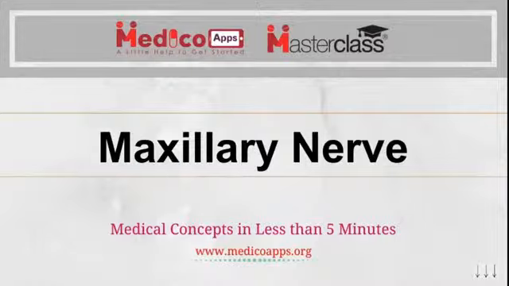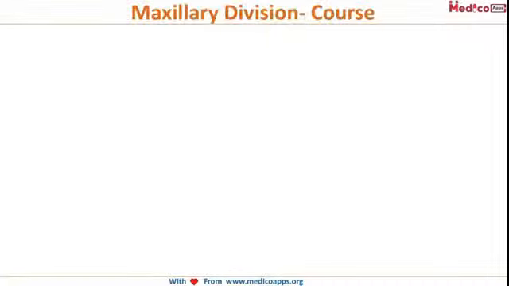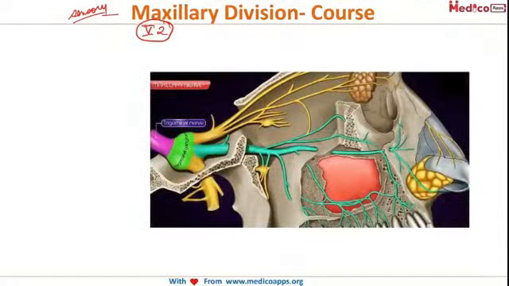It is the second division of the trigeminal nerve. So the maxillary division, as we all know, is a purely sensory nerve, and it is the second division of the trigeminal nerve. Okay, so let's look at its course. We will be referring to this diagram all through our lecture, so that it is easier to follow the course.